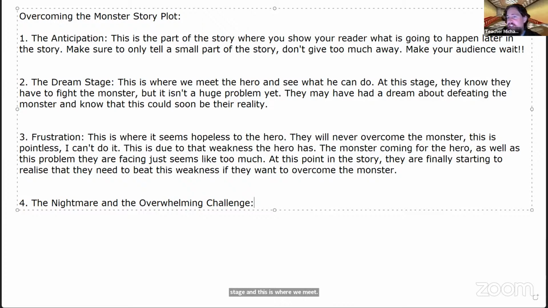And we get to see what he's about. We learn about our hero and see what skills they have. At this stage, they know that they're going to have to fight the monster later on, but it's not a problem right now. They may have had a dream about defeating the monster, and they know that this could soon be their reality. So they know they're going to have to fight the monster later.